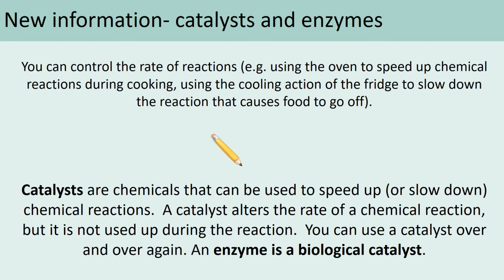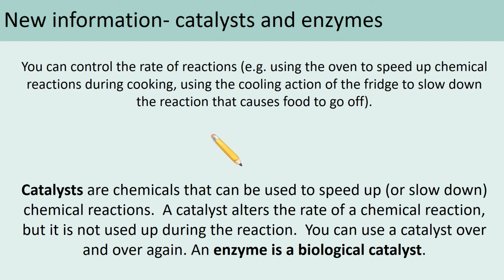Now, we control a lot of reactions in our body. Hundreds of reactions are happening in our cells all of the time, and most of them are controlled by enzymes, so they can make them go faster, or in fact they can also slow them down. Okay, so catalysts are chemicals that can be used to speed up or slow down chemical reactions.